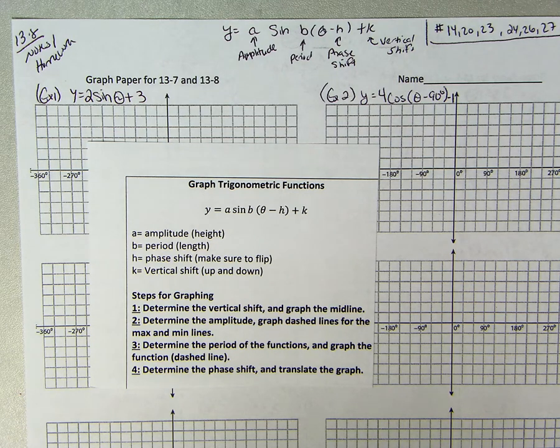Steps for graphing. 1, determine the vertical shift and graph the midline. 2, determine the amplitude, graph dash lines for the max and min lines. 3, determine the period of the function and graph that function. So that can be a dash line or a different colored pen or pencil, maybe darker, lighter, whatever, dashed. And then 4, determine the phase shift and translate the graph.